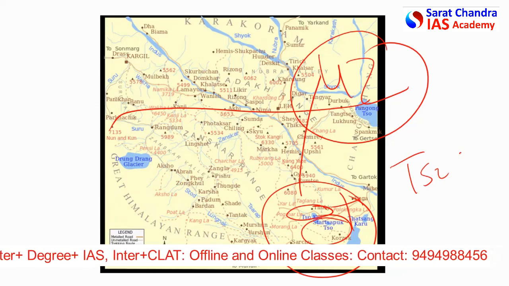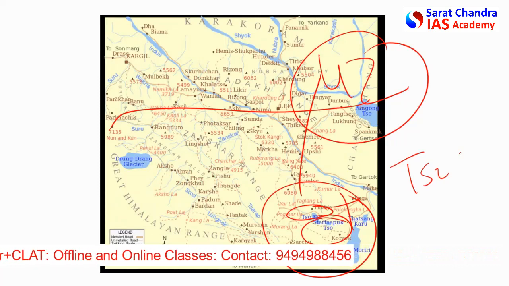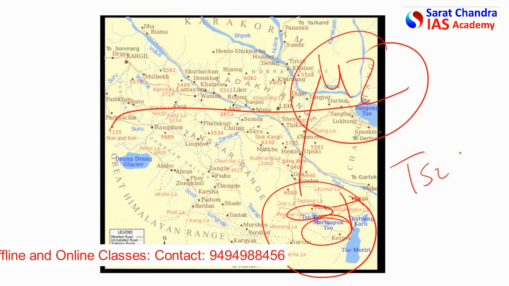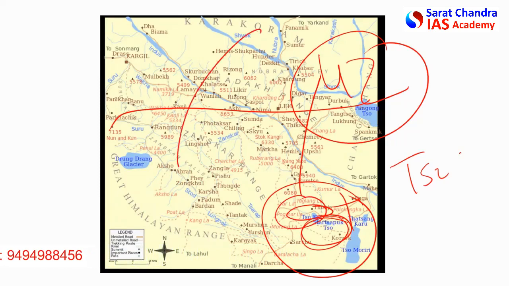So you understood that, no? We studied about the Tsokar wetland complex, Tsokar and Starch book. These are the two major wetlands in Ladakh. Ladakh has how many districts? Two districts. One is Leh, another one is Kargil. Okay, so I just started.